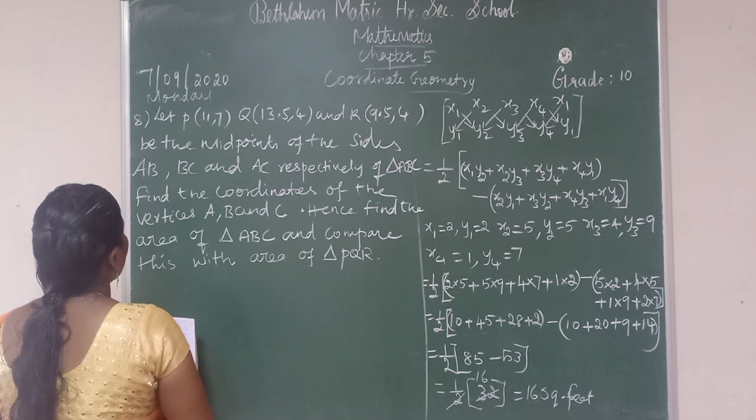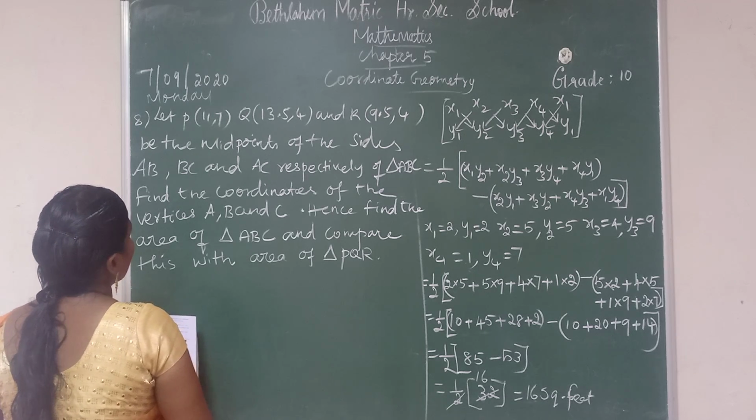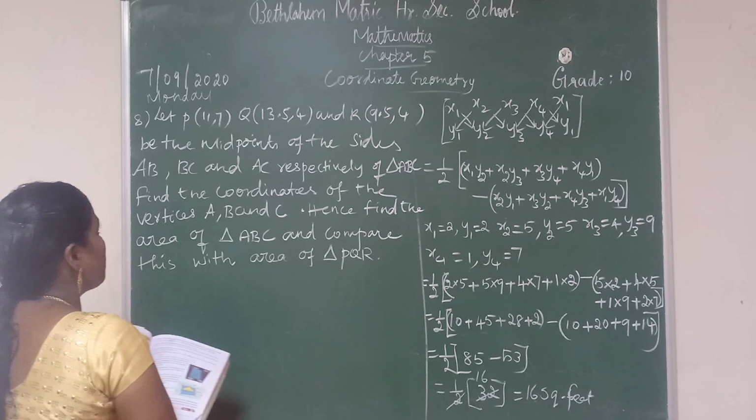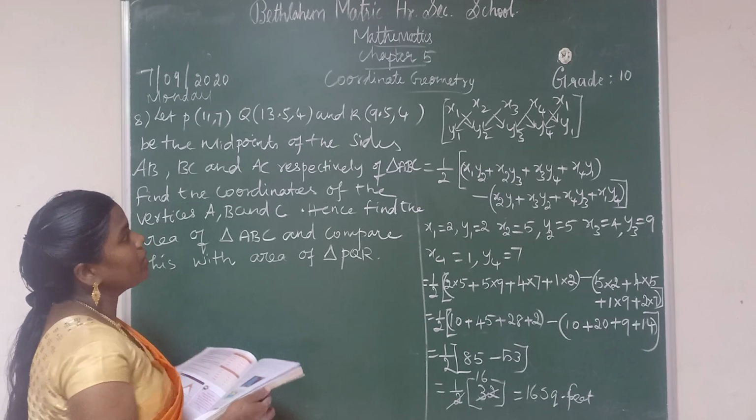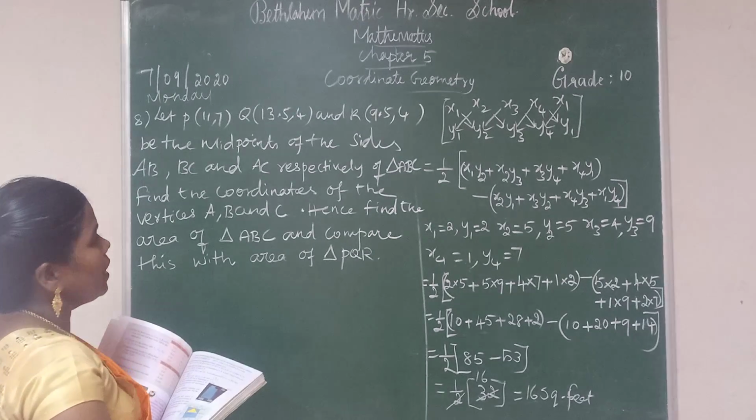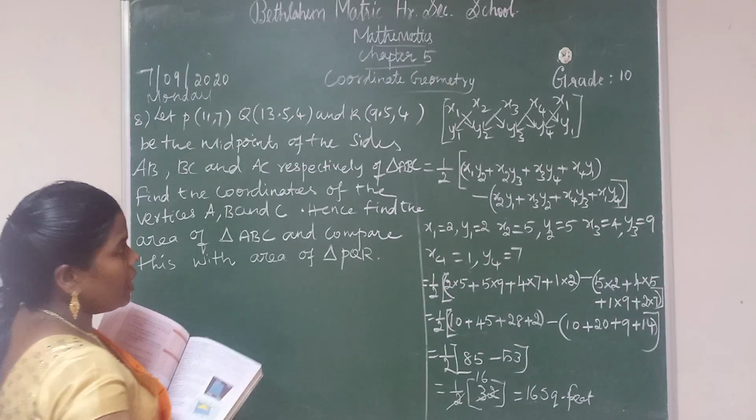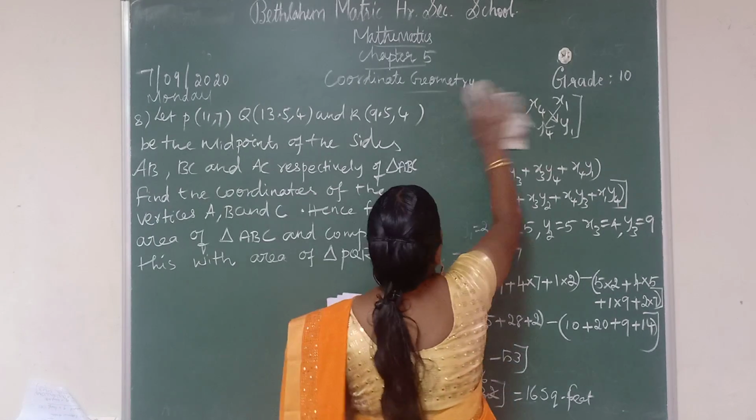Let P of 11, 7, Q of 13.5, 4 and R of 9.5, 4 be the midpoints of the sides of triangle ABC, means AB, BC, AC respectively, of triangle ABC. Let's draw the diagram ABC.